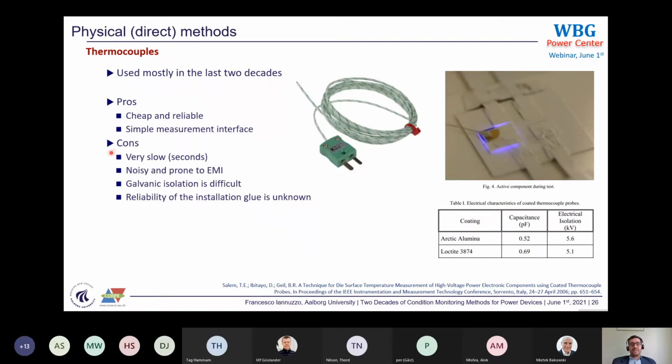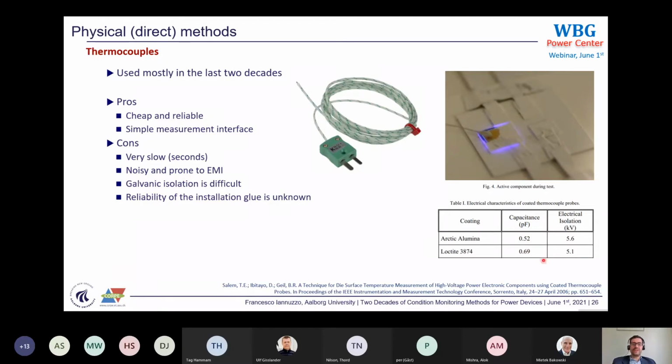Cons are many. It is very slow, because you have a metal which has a big thermal inertia. So basically what you can measure is just the average temperature over seconds. It is a metal conductor, and you have to measure millivolts. So it is largely noisy and prone to EMI, electromagnetic interference issues. Galvanic isolation is very critical.